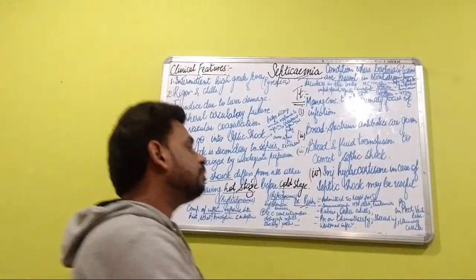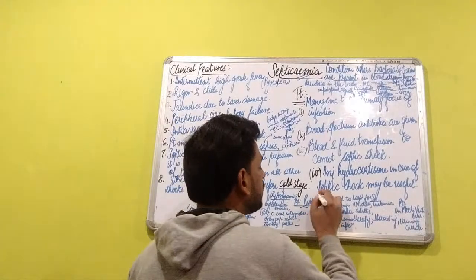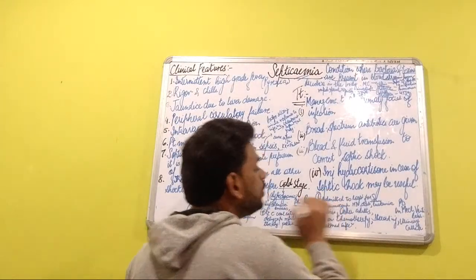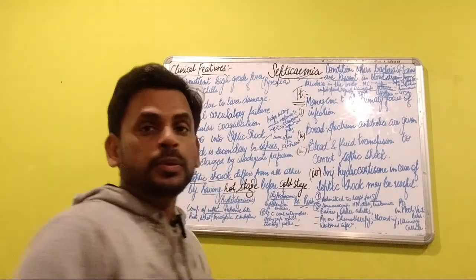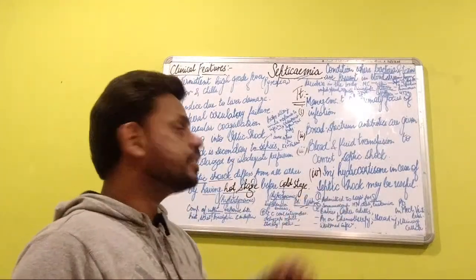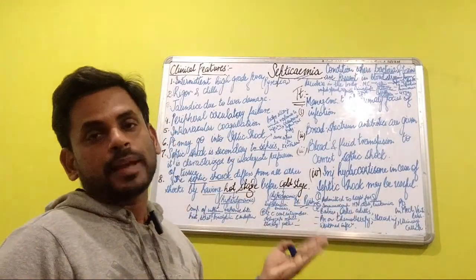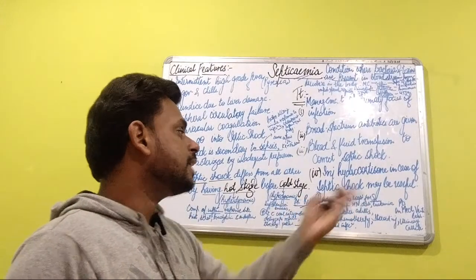So the second people who are at risk of developing septicemia are the immunocompromised individuals who have immunocompromising conditions such as diabetes and leukemia.